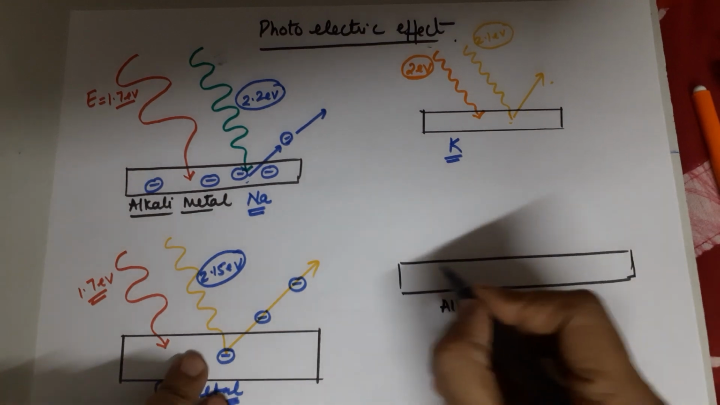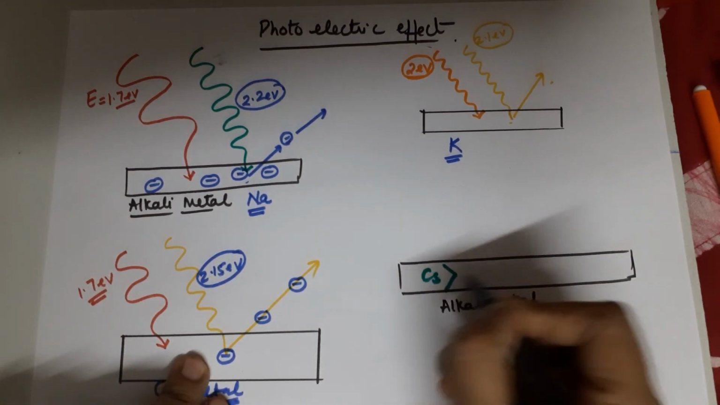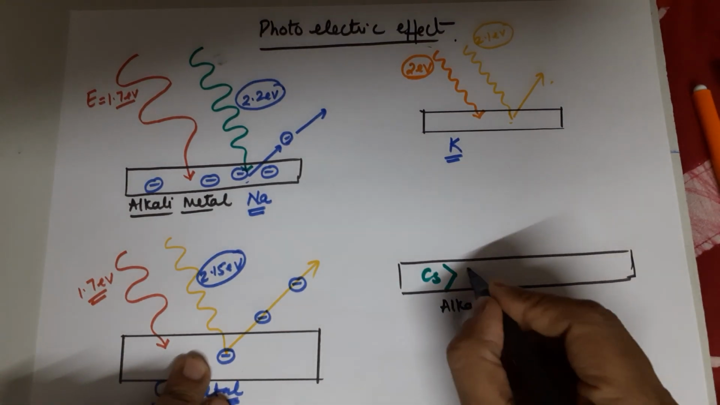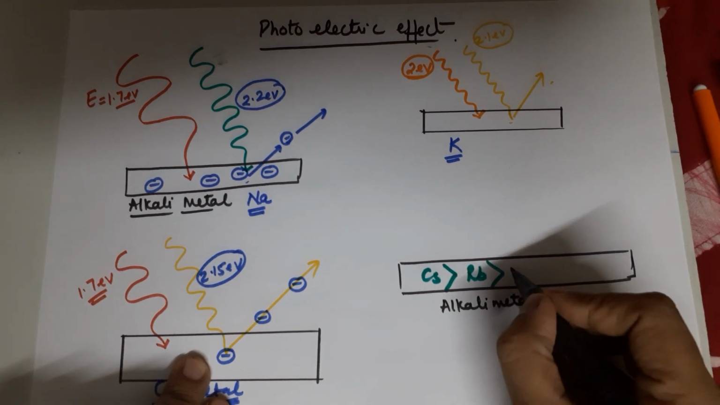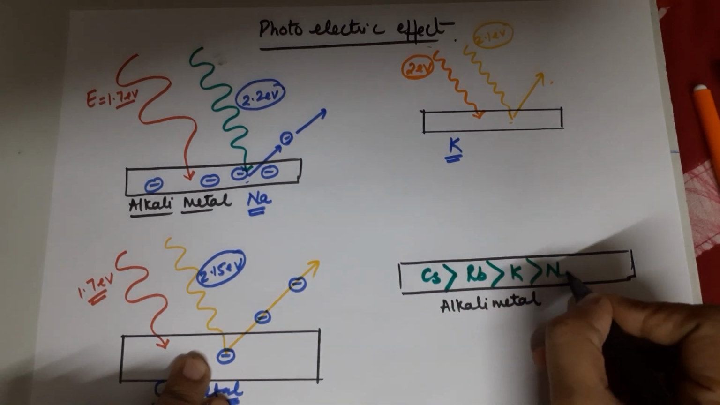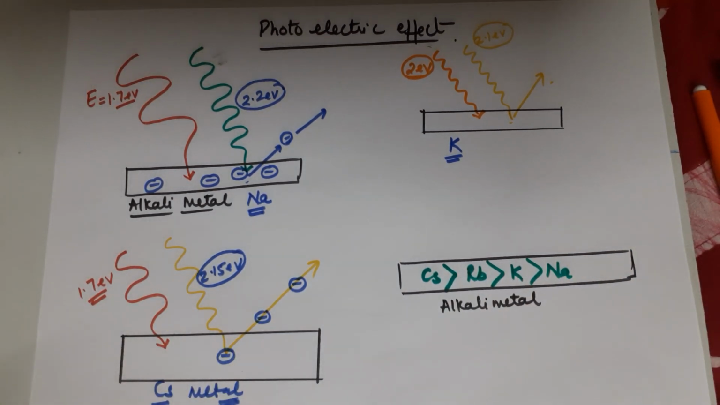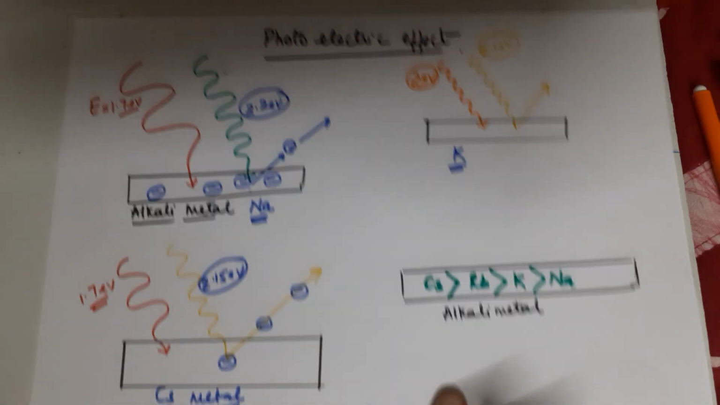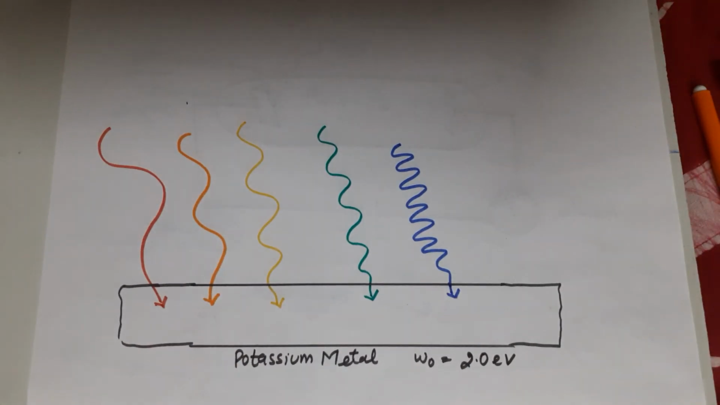So among alkali metals, cesium is the best for photoelectric effect, then rubidium, then potassium, then sodium, and lithium does not show photoelectric effect. Fine. Now moving to the details of photoelectric effect, let's come to the details using a potassium metal.